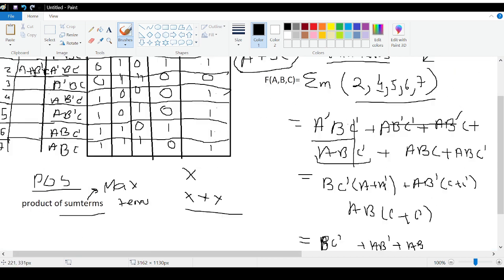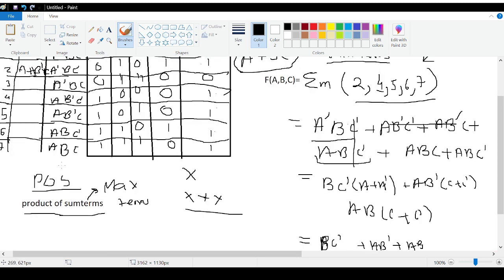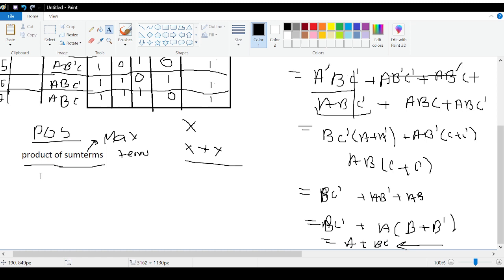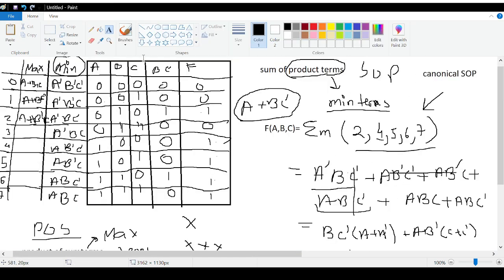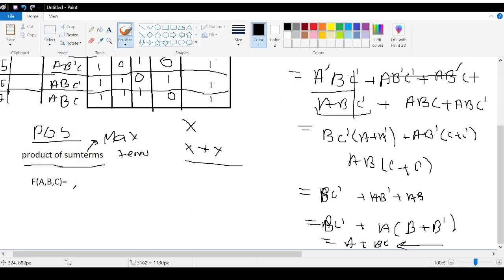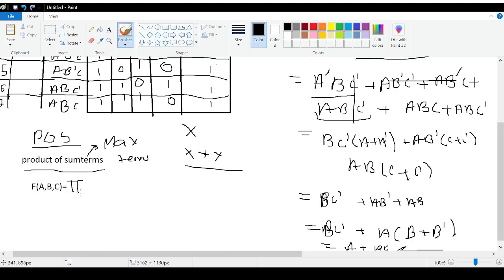Now if I have to write the equation in terms of POS, product of sum terms, then first I'll write it as f of ABC is equal to, so the notation of product looks like this. It's like a pi, but sum was like this. So product of max terms. Now which max terms do I take?